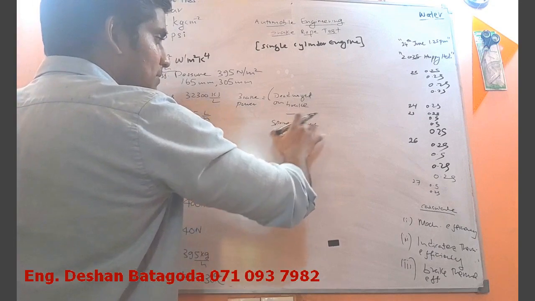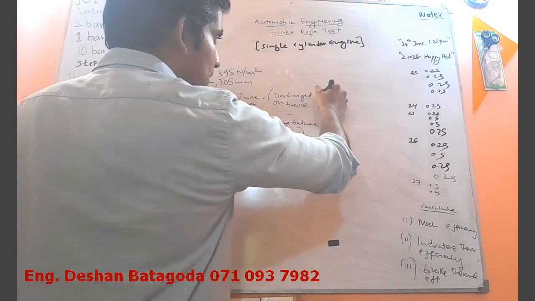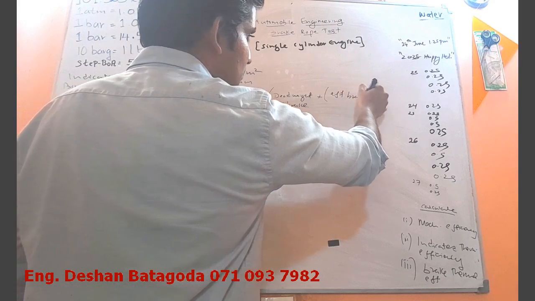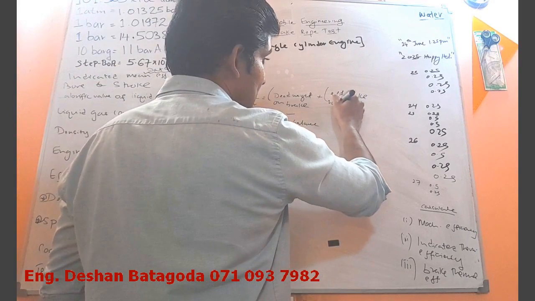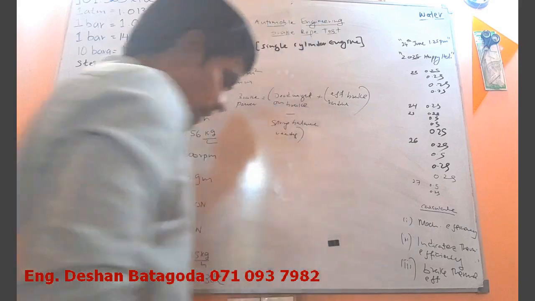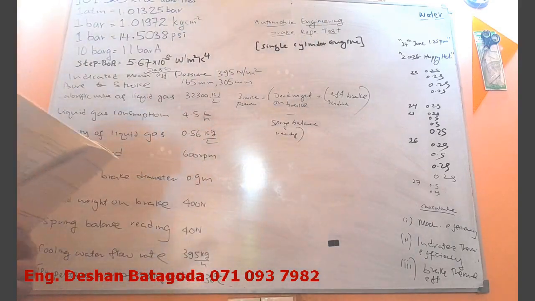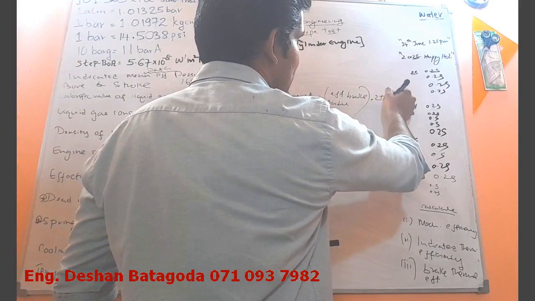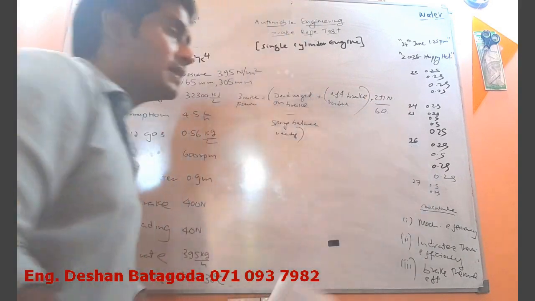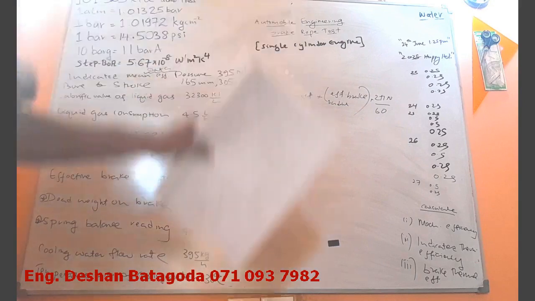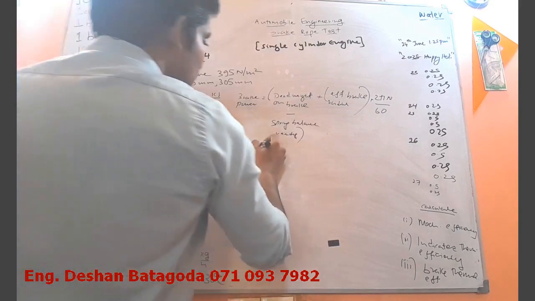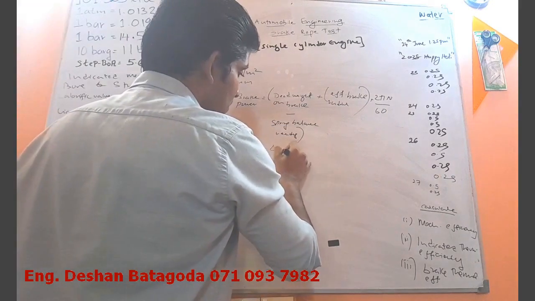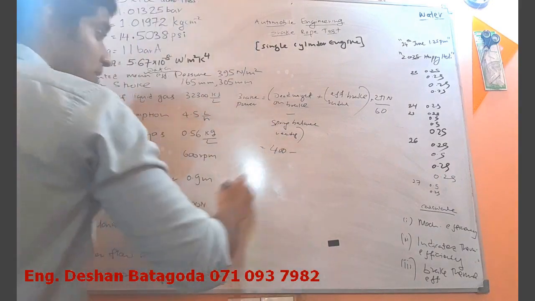Dead weight on brake minus spin balance reading multiplied by effective brake radius, and then 2 pi N divided by 60. What is N there? N is the engine RPM. So then equals dead weight 400, spin balance reading is 40.